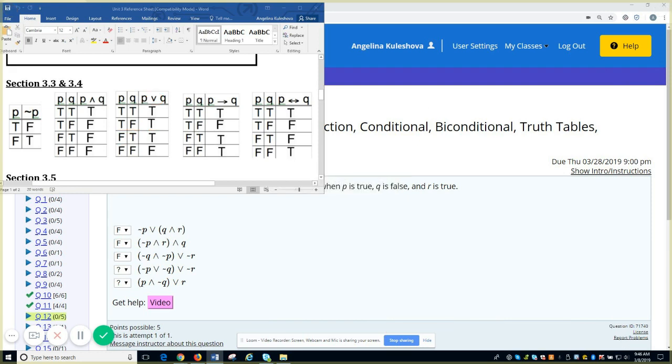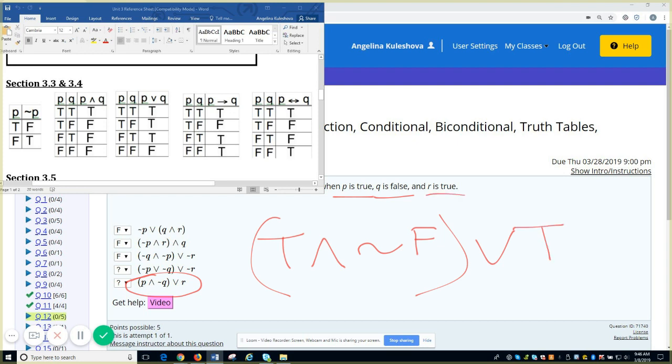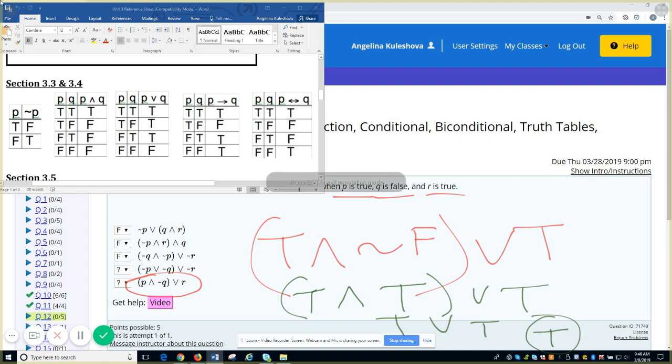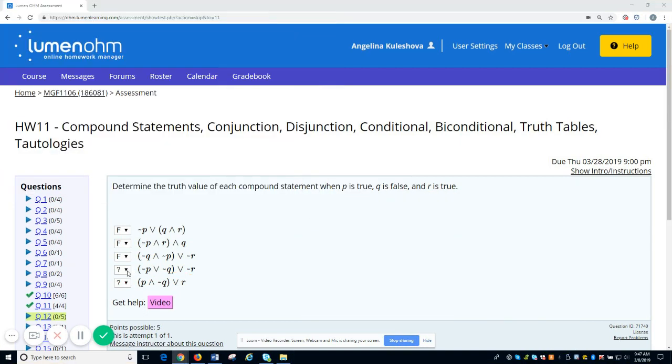All right, let's do the other one. And so the last one is P, which is true, and not Q, which is false, or R, which is true. Okay, so I'm going to start inside the parentheses, and inside the parentheses, I'm going to negate the false, which becomes true. And then true and true is true, true or true is also true. Done. We have two truths.